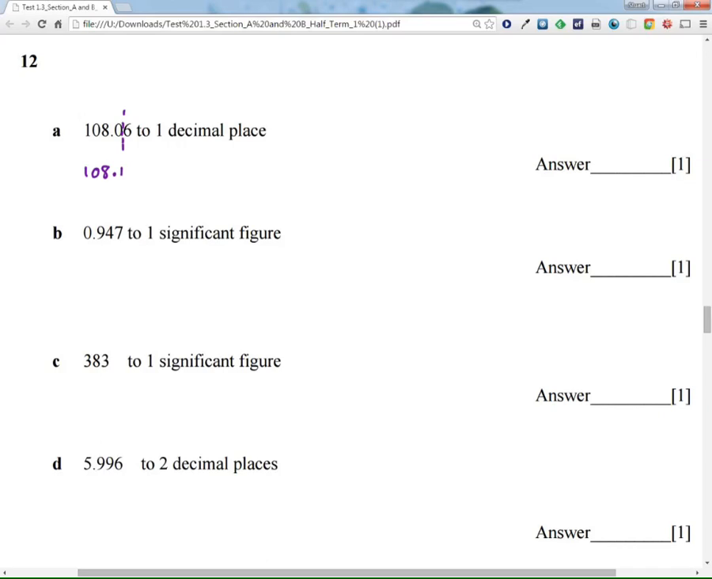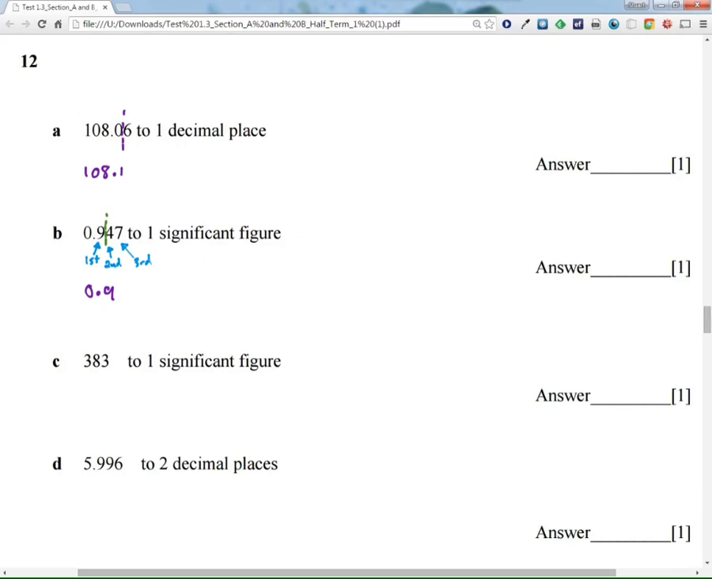0.947 to 1 significant figure. Some people who got this wrong incorrectly thought that 0 was significant. 0 in this question is not significant. The first significant figure happens after the first number that is not 0. So the first significant figure is 9. The second significant figure is 4. The third is 7. So we're rounding to 1 significant figure. Draw this dotted line after the first significant figure. 4 is less than 5, so we round down to 0.9. Okay, so that's to 1 significant figure.